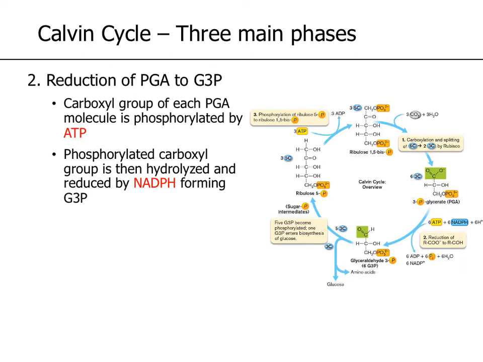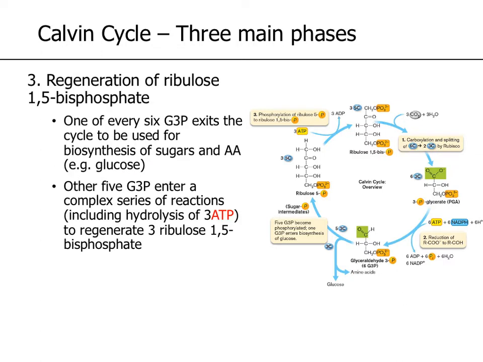The second phase, now we're reducing each of the PGA molecules to G3P molecules. The thing to remember from the second phase is that it requires ATP, and it also requires NADPH to do this. So again, we're using up all this energy to make these molecules. In the third phase, a key part of this cycle is regenerating this ribulose-1,5-bisphosphate so that it can get reused again.